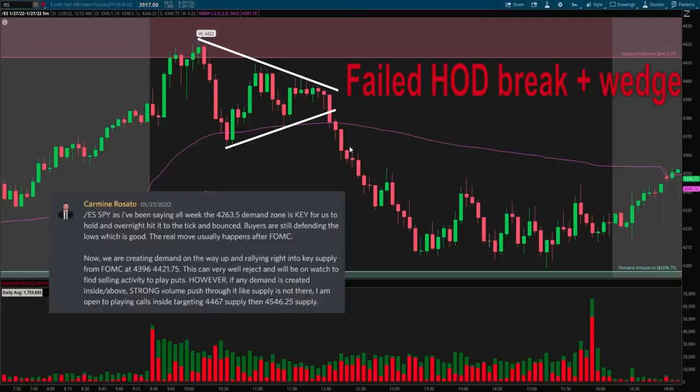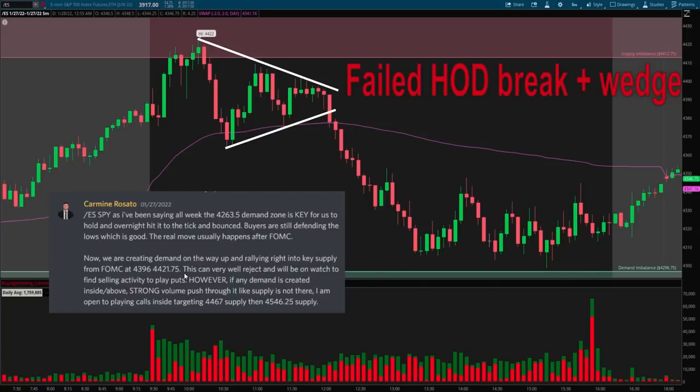Now, what this looks like from an intraday perspective. This is the same supply zone at 4,412. We see a nice rally inside of the supply zone. We form a high, we dip down, and then we break the high, which is a failed high, a day breakout, and we start moving lower. And then on this move lower, we see a wedge and the market starts selling off from this.